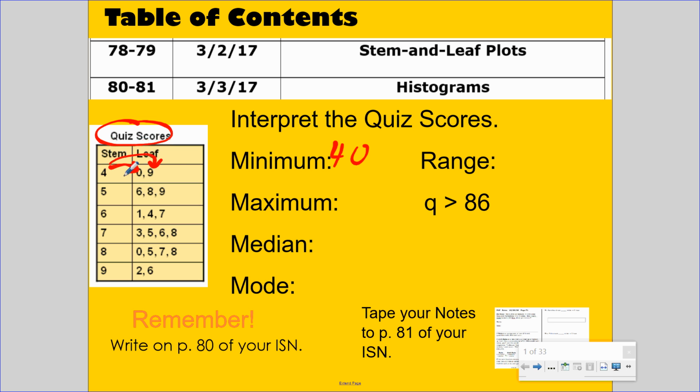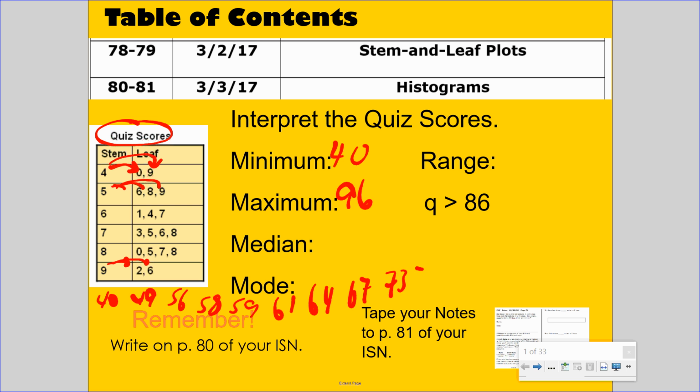So these are in the 40s. These are in the 90s. So 92, 96. Way to go. Someone actually got a 96. What is the median? Well, I'm going to write the numbers out. I see a 40, a 49, a 56, a 58, 59. 60s now. 61, 64, 67, 73, 75, 76, 78, 80s with 80, 85, 87, 88, 92, and 96.